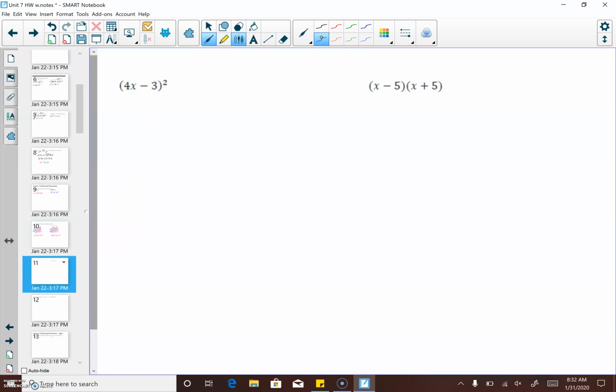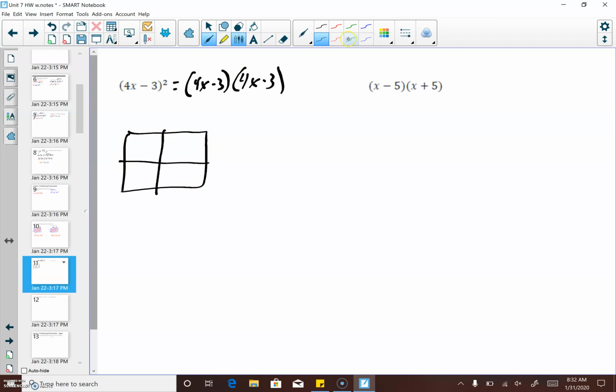When we go to the bottom, the first thing we need to do is remember, when you have a parenthesis squared, it really means you have the same parenthesis multiplied by itself twice. So 4x minus 3 squared is really 4x minus 3, 4x minus 3.